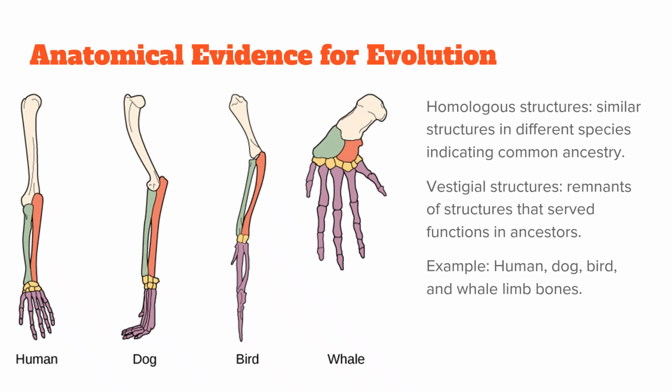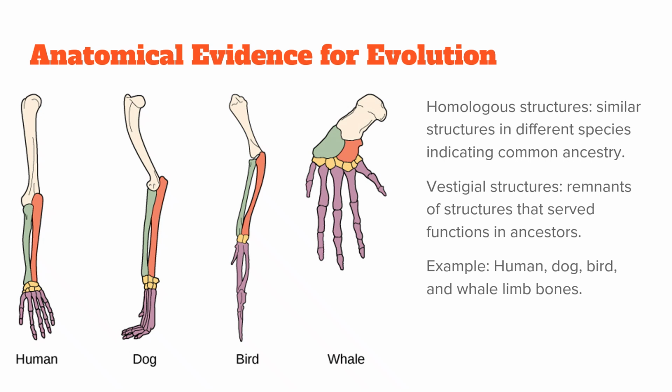Anatomy provides strong clues about evolutionary relationships. Homologous structures are features shared by different species that reflect common ancestry. For example, the similar bone arrangement in the limbs of humans, dogs, birds, and whales, even though they serve different functions.